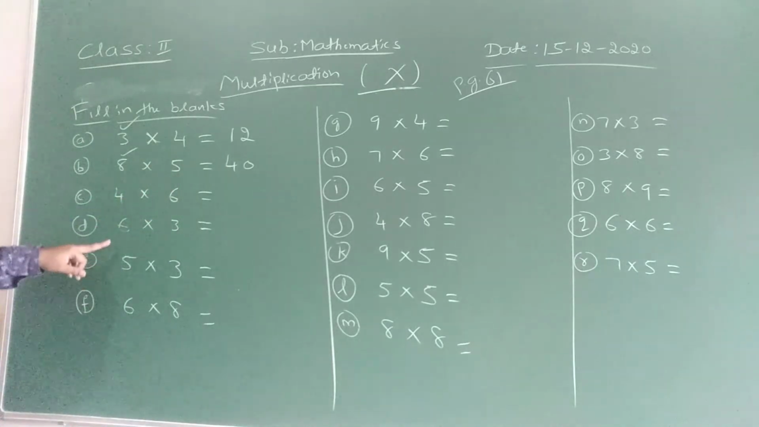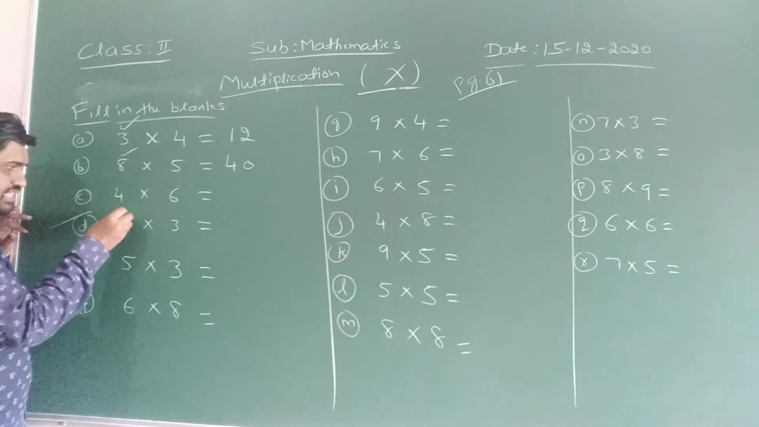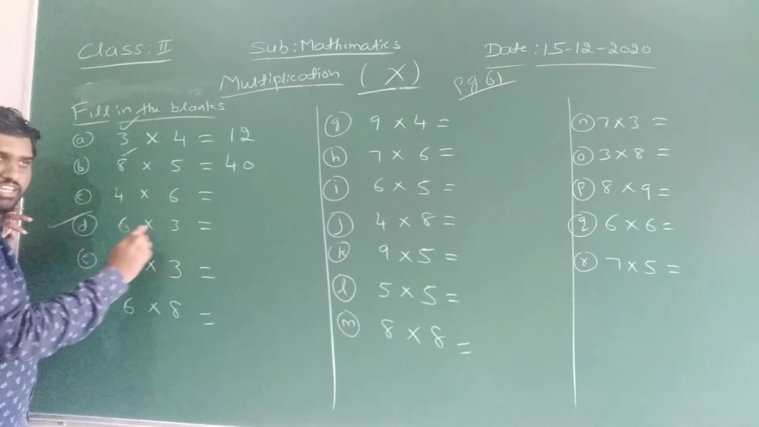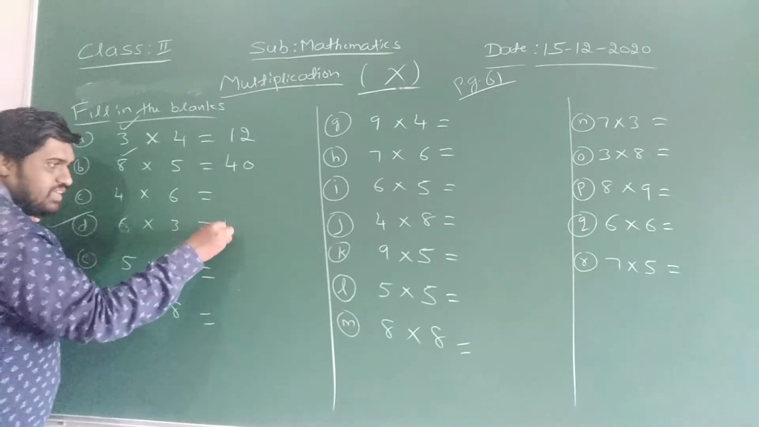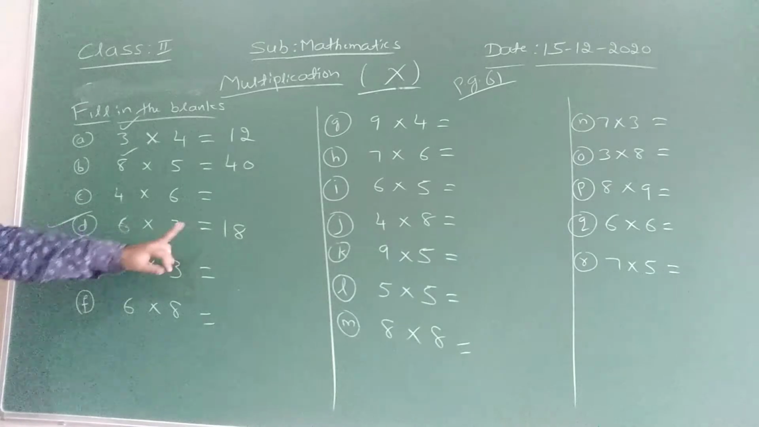Now similarly, see children this question. Read 6 ones are table. 6 ones are 6, 6 2s are 12, 6 3s are how much? 6 3s are 18. I am going to write 18. Okay. Next.